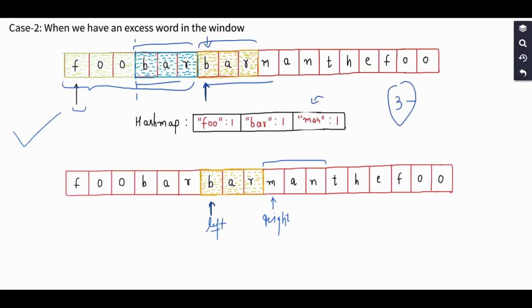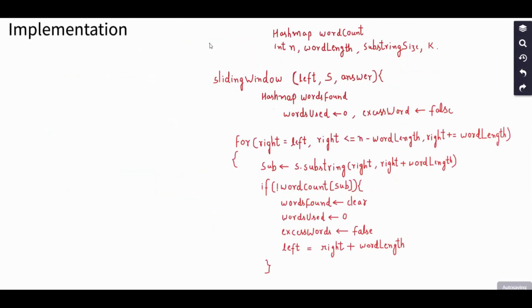Fine. So let's discuss the implementation of the approach that I explained here. Most of the implementation stays the same as I explained in the previous video. I repeat, if you didn't watch that video, it would be a little difficult for you to understand. So here again I am taking the hash map, which is a global hash map, and n represents the length of the parent string s. Word length is the length of each word in the given words array, while the substring size is the size of the concatenated string which we want to search, while k is the length of the words array.